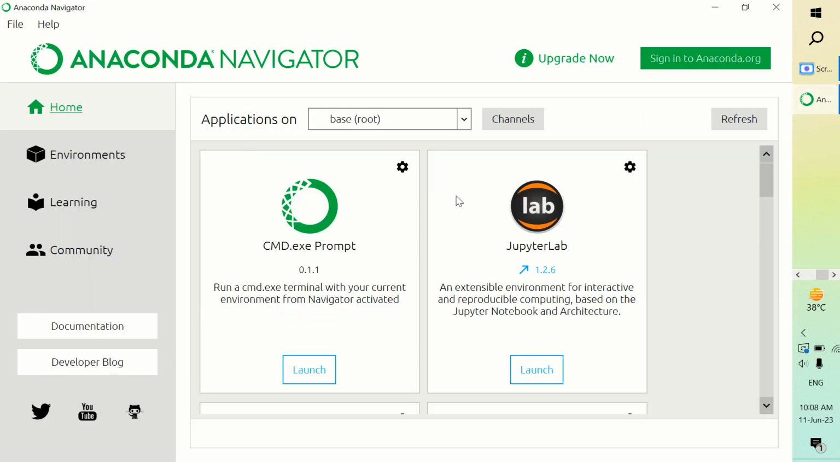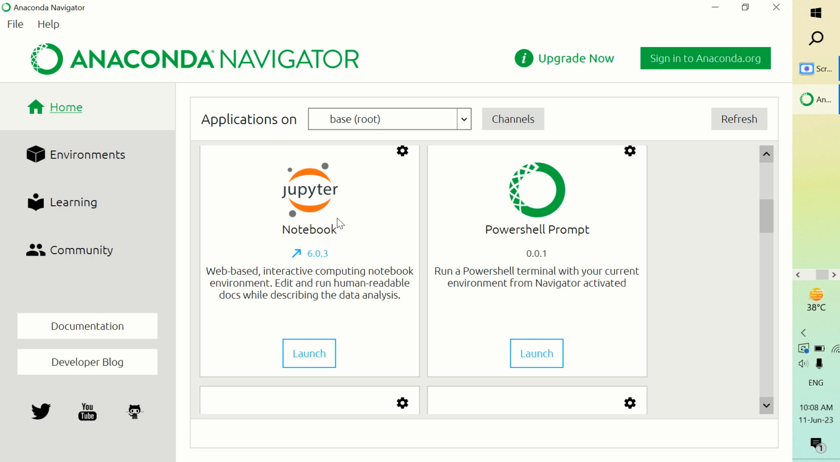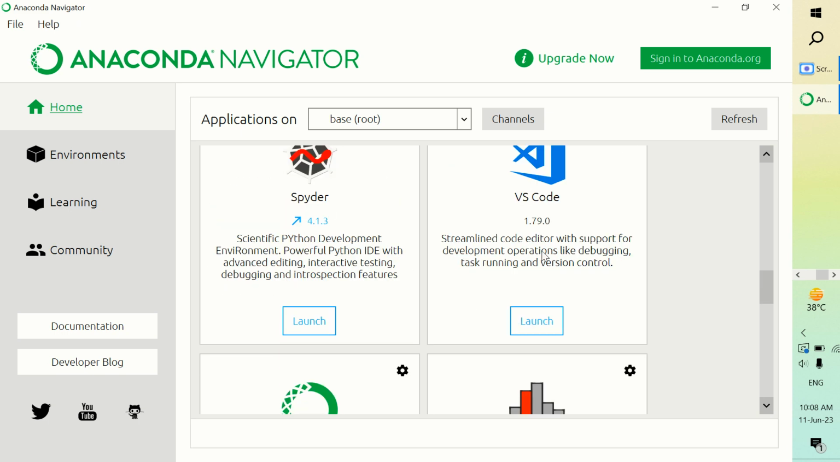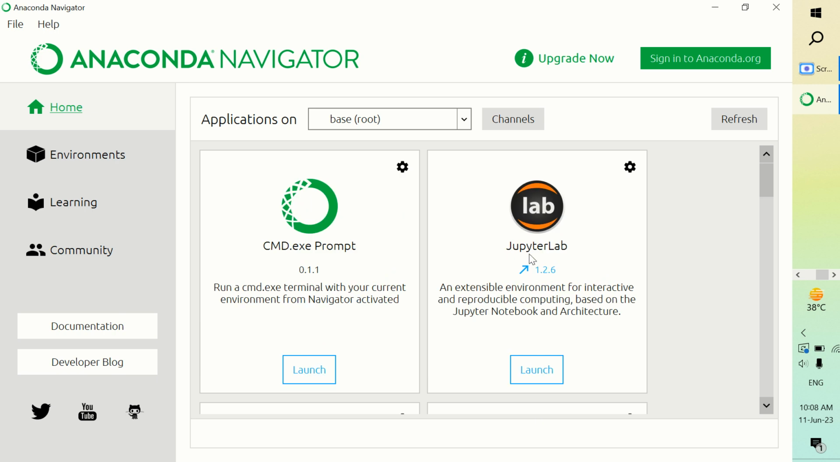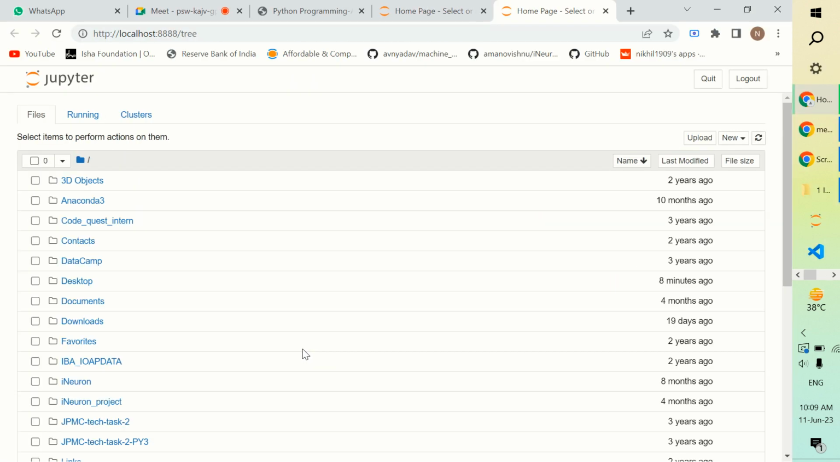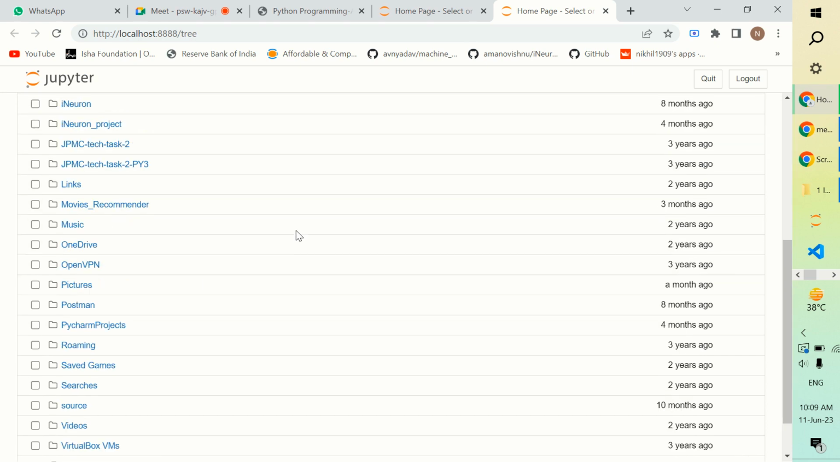So when you open the Anaconda app, it will open like this with many different IDEs here: Jupyter Notebook, Spyder, R, and VS Code. Many IDEs will be there, but we will be working on Jupyter Notebook. To open Jupyter Notebook, I'll click on Launch. So Jupyter Notebook will get opened like this.